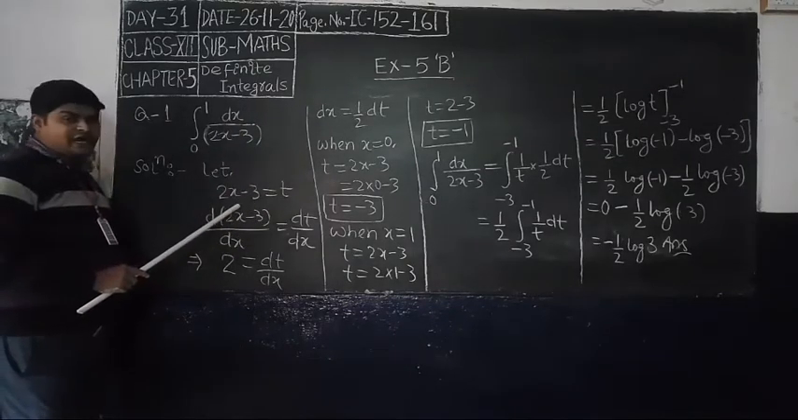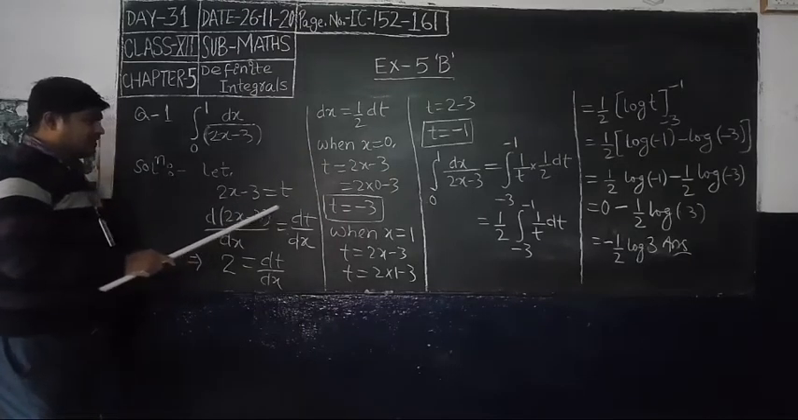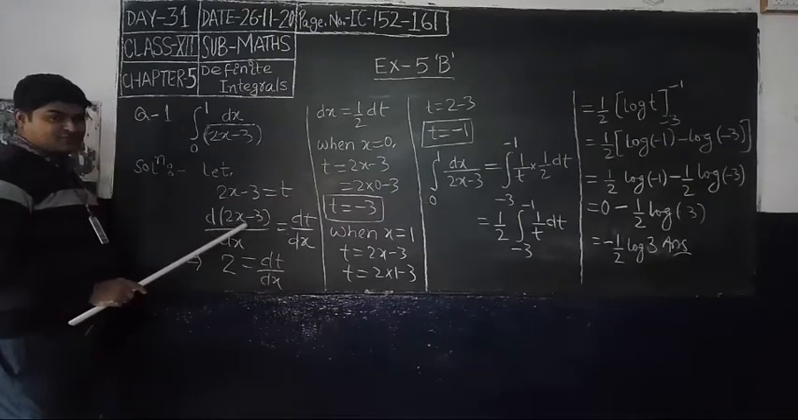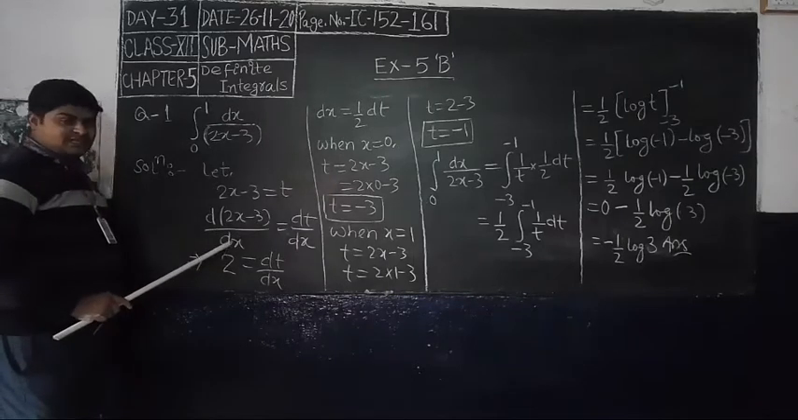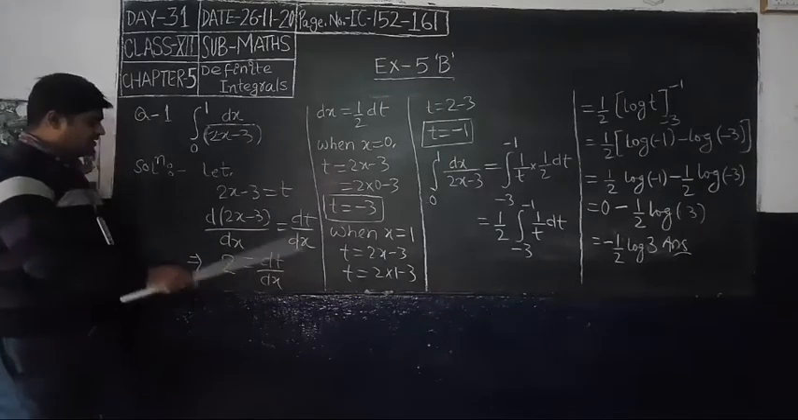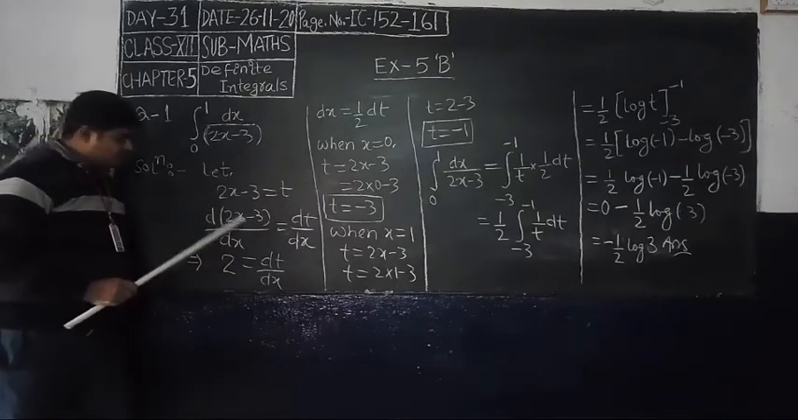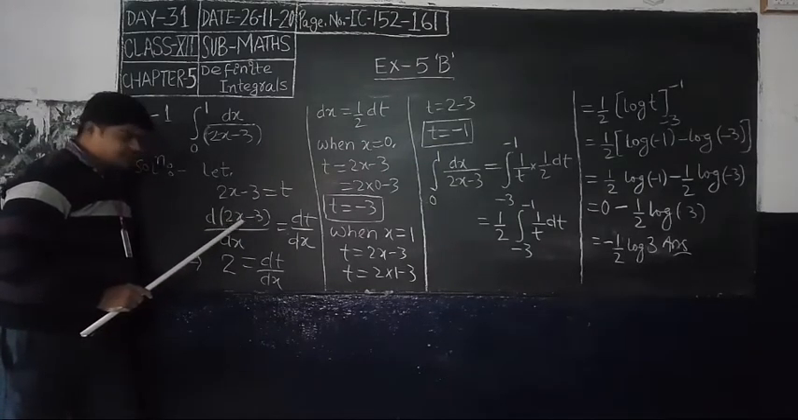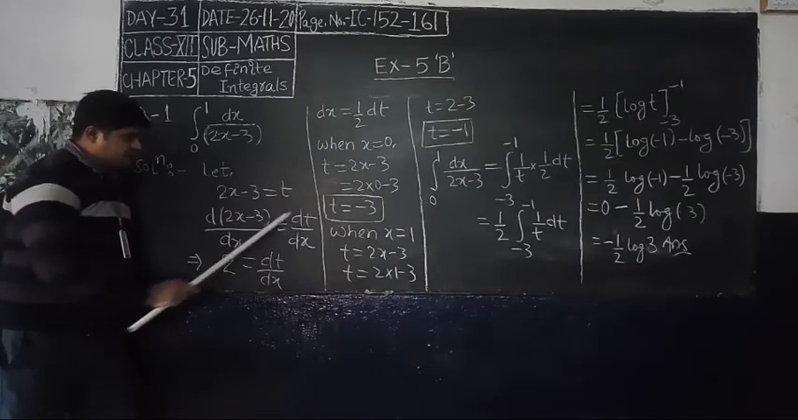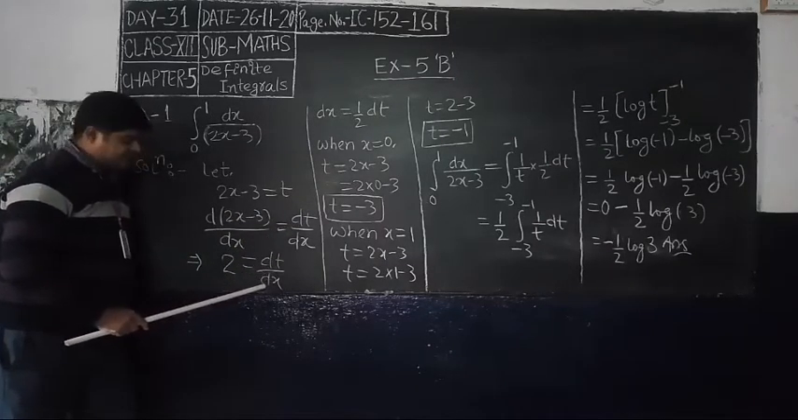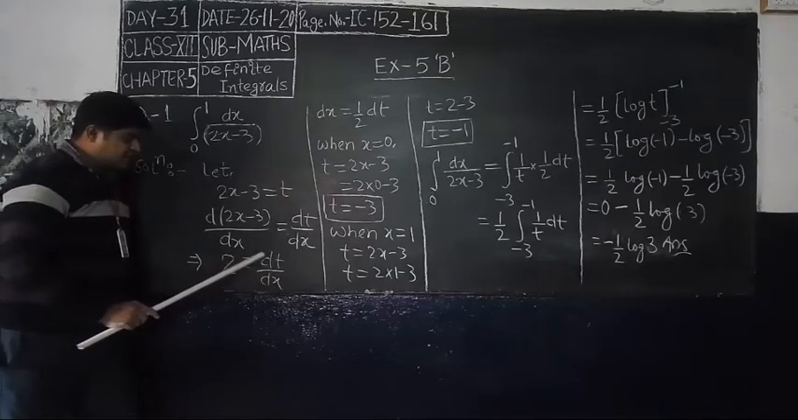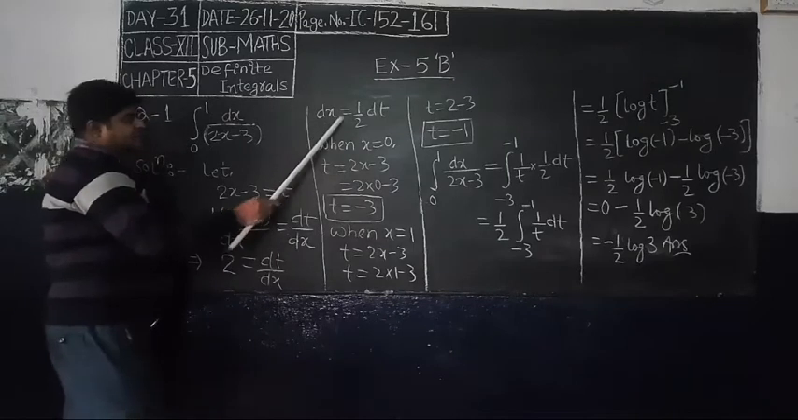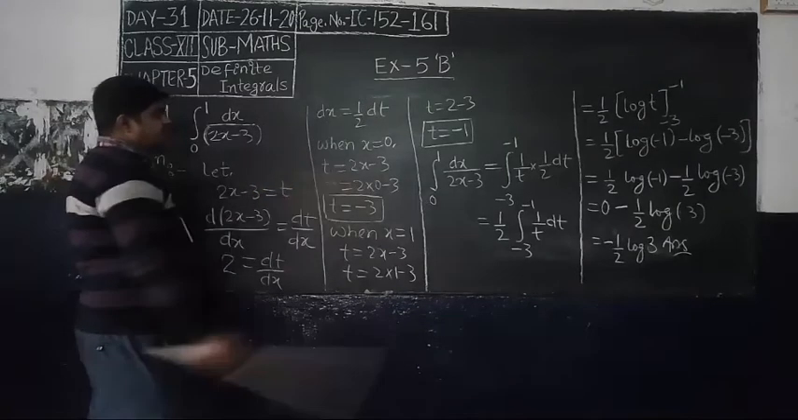Then you will find the first derivative of the given equation: d of 2x minus 3 by dx is equal to dt by dx. You know the first derivative of 2x minus 3: 2 times dx by dx is 1, and the constant gives 0, so your answer is 2 is equal to dt by dx. You will separate the term: dx is equal to 1 by 2 dt.